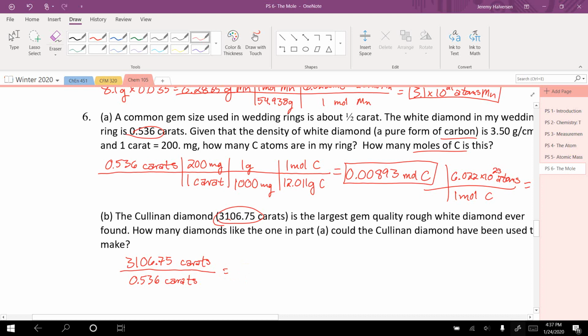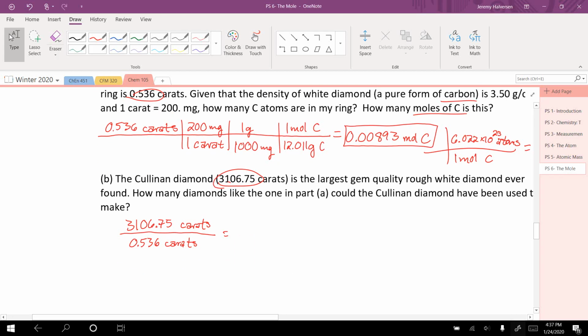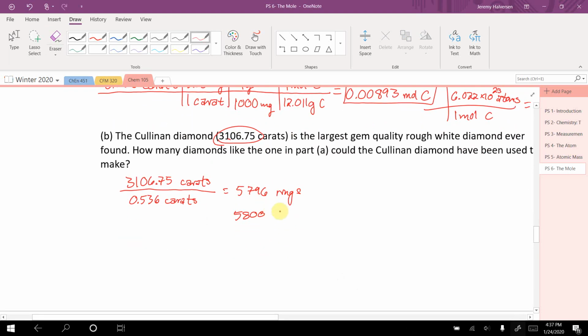And so if we did 3106.75 divided by 0.536, you would get 5,796 rings. Here I have 6 sig figs, there I have 3, so really it's 5,800, but I need 3 significant figures, so 5.80 times 10 to the 3 rings.